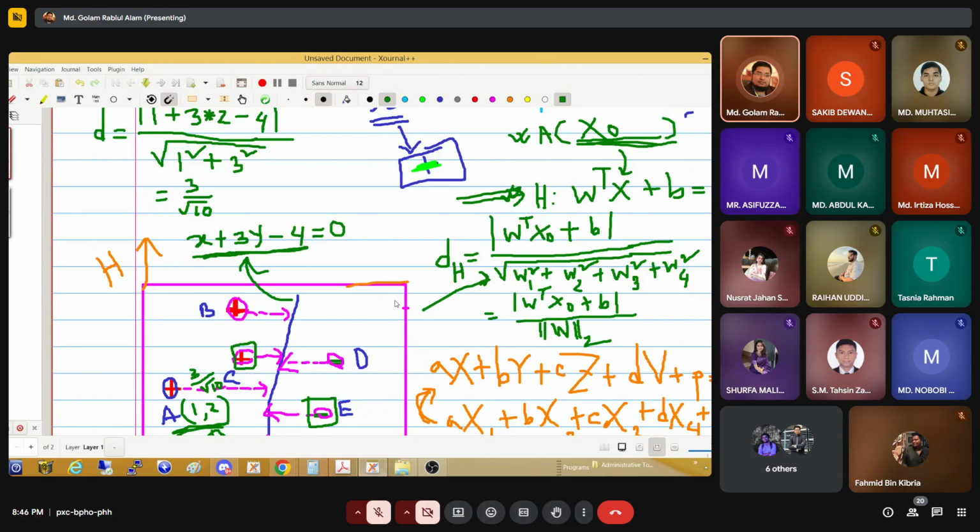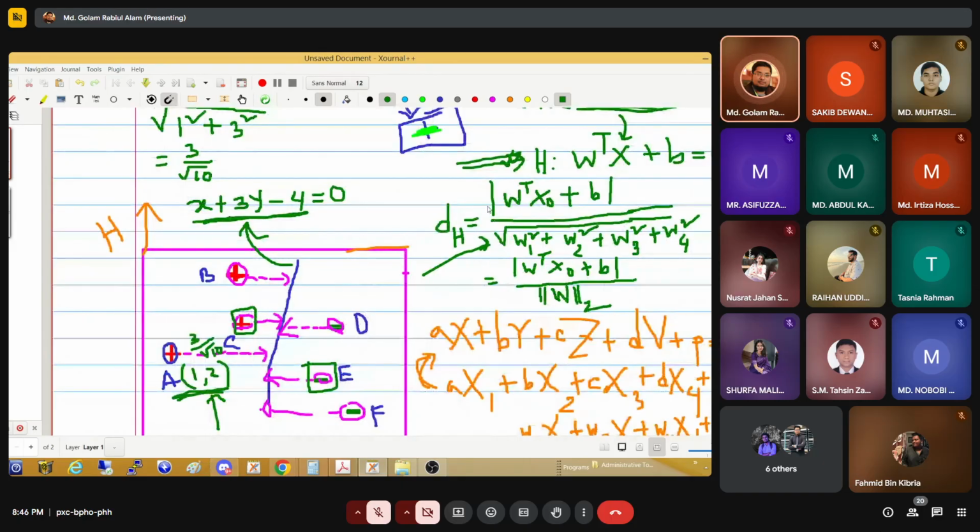So that means, given the hyperplane equation, from A we have to find out the distance, from B we have to find out the distance, and from C we have to find out the distance. Then how to determine the support vectors?